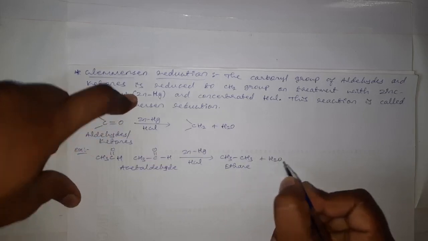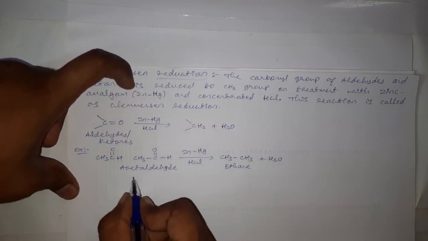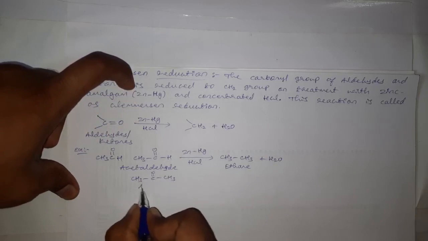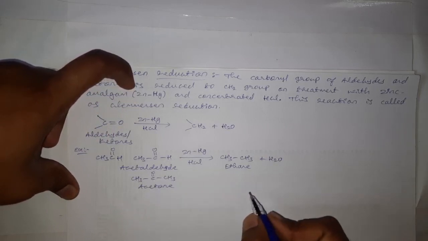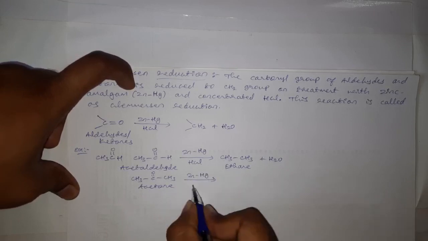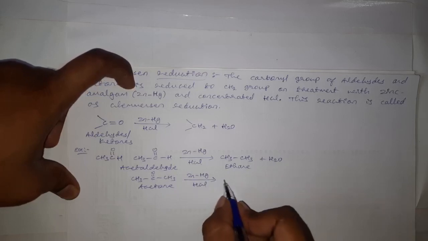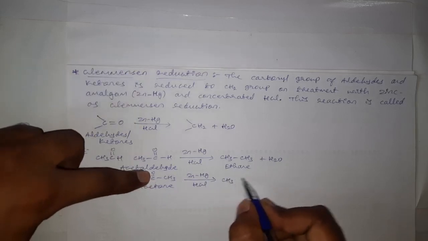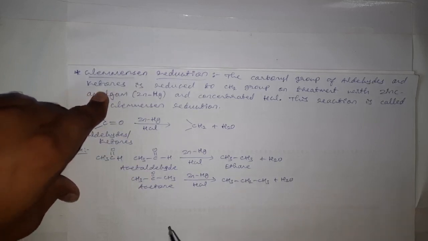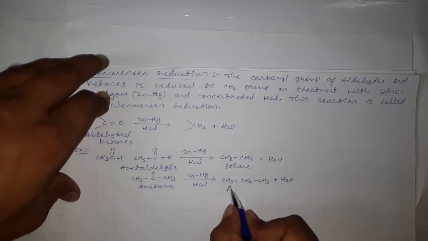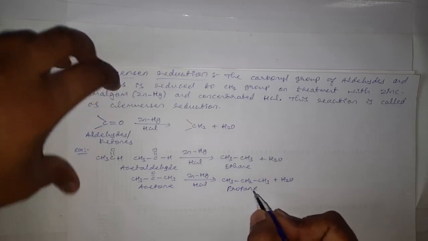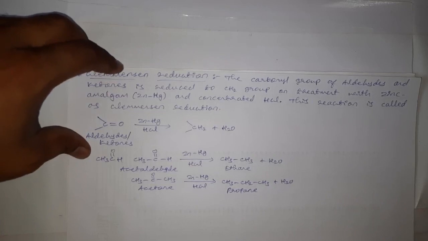Or we can take another example for ketones: CH3 C double bond O CH3, acetone. When acetone is treated with zinc amalgam in presence of concentrated hydrochloric acid, this CO group will be converted into CH2, giving CH3 CH2 CH3 plus H2O. This is propane.